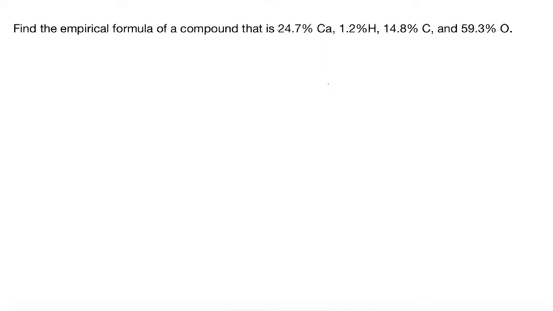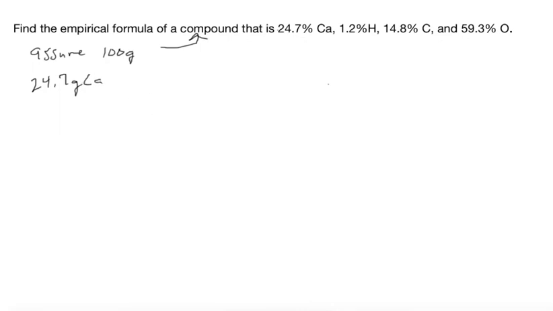Alright, in this video we're going to find the empirical formula of a compound. So the first thing we're going to do is assume a 100 gram sample. The reason we assume 100 grams is because when we do that, we can take these percentages and just replace them with grams. So instead of 24.7% calcium, I know that this compound has 24.7 grams of calcium in it.